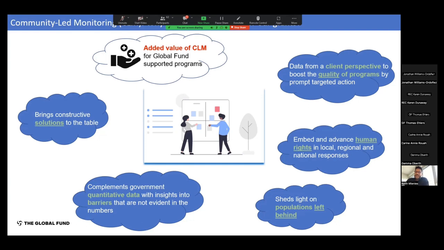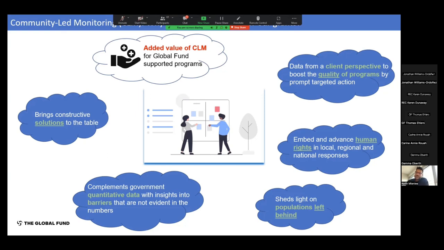It also has the ability to boost the quality of said service by constant feedback loops that are constructive and that engage both civil society as well as the facility and the healthcare workers. It is also an opportunity to embed human rights in local, regional, and national responses, because we can't speak about service quality without talking about human rights and gender equity. It also gives a good idea and provides some insights on who might be left behind and who is not accessing services, and the reasons that they are not accessing services, in order to improve.